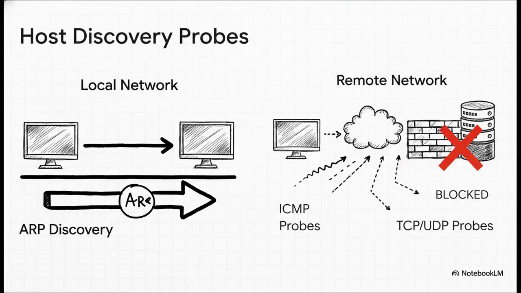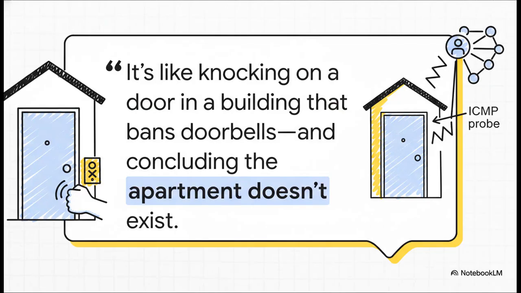See, if you're on the same local network, Nmap's probably just going to send an ARP request. It's super fast, super reliable. But the second you're scanning across a VPN or a different subnet, everything changes. It has to switch to other methods, like different kinds of ICMP probes, or even sending little TCP packets to common web ports like 80 and 443. So if a firewall somewhere is set to just drop one of those specific probe types, your entire discovery phase can just completely fail.